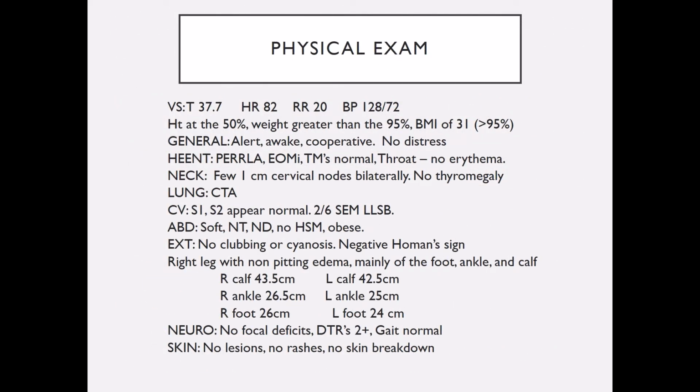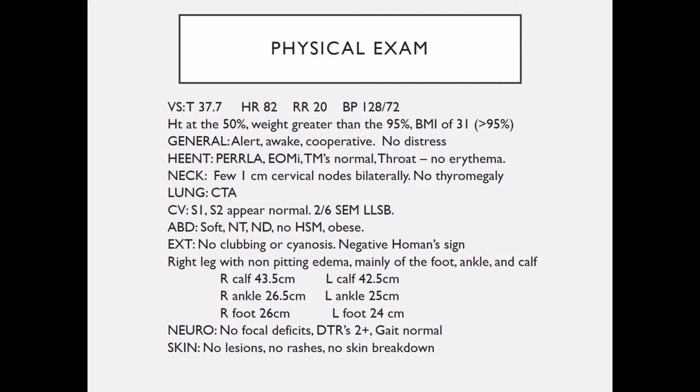On physical exam, her temperature is 37.7. She has a heart rate of 82, a respiratory rate of 20, a blood pressure of 128/72. Her height is at the 50th percentile. Her weight is greater than the 95th percentile. Her BMI is 31, which is greater than the 95th percentile. In general, she is alert, awake, and cooperative with no distress. HENT is normal. Neck exam, she does have a few 1 centimeter cervical lymph nodes bilaterally, but no thyromegaly.